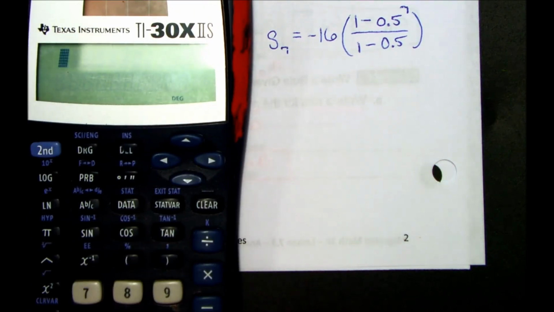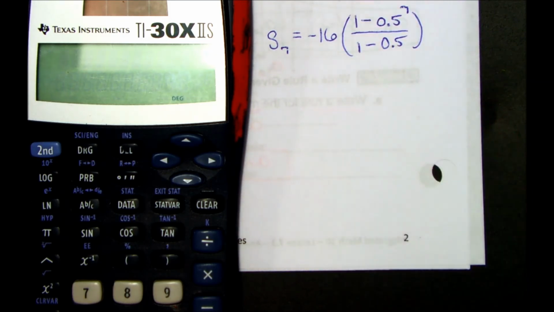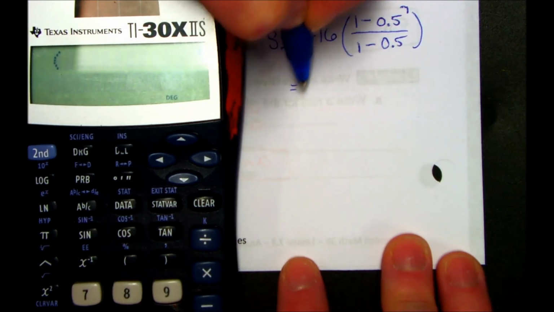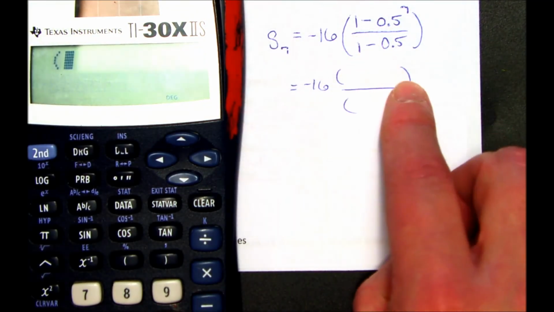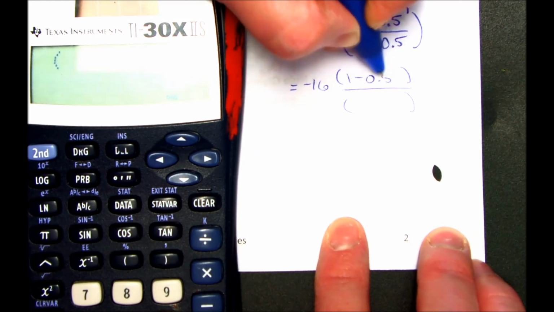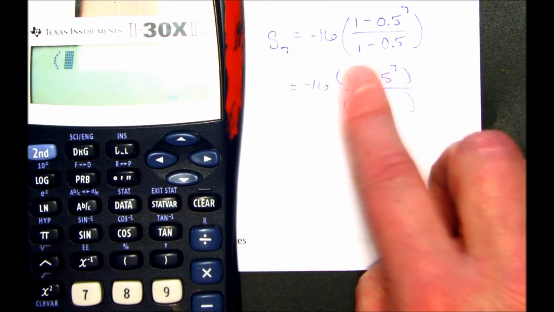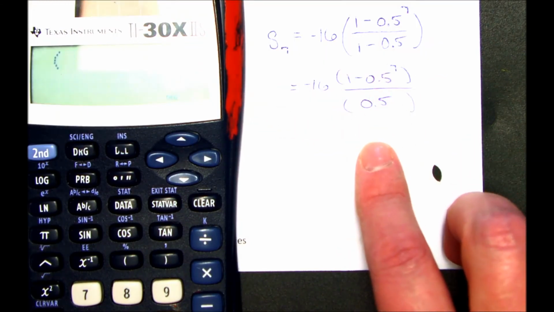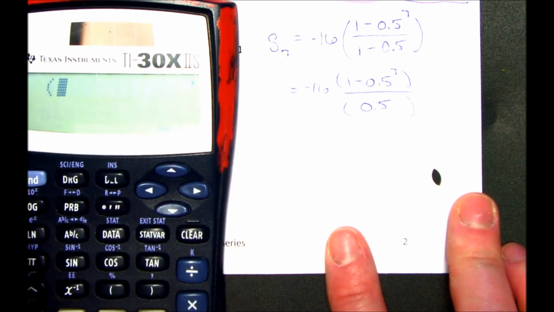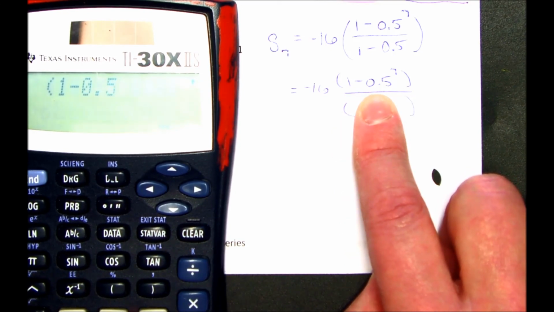All right, so I want to calculate this separately and then multiply it by the negative 16. So I want to do a separate set of parentheses for the numerator and the denominator. So I'm going to put parentheses around the 1 minus 0.5 to the 7th power. 1 minus 0.5 is going to equal 0.5. So that's a calculation you can kind of do in your head, which might make it easier to plug in the calculator. All right, so I'm going to start with the 1 minus the 0.5, or just 0.5.